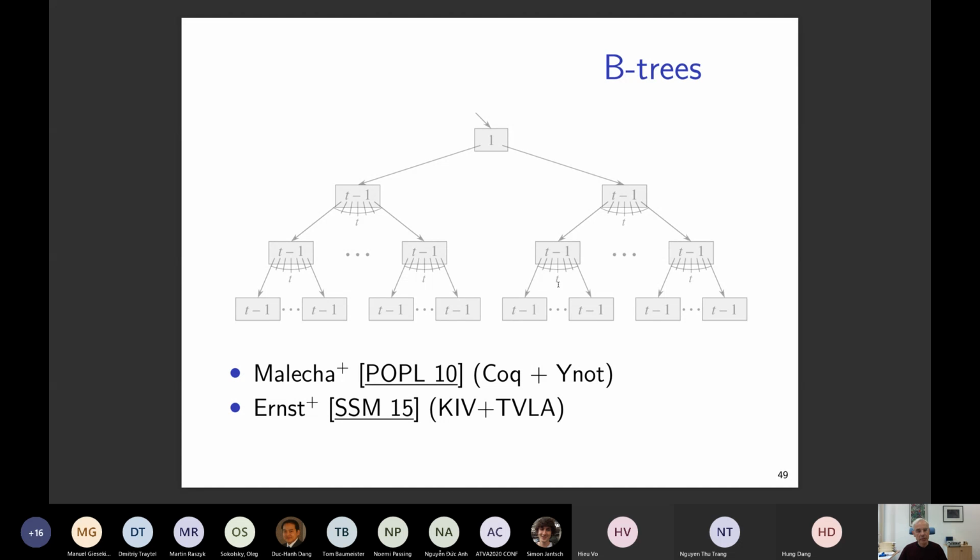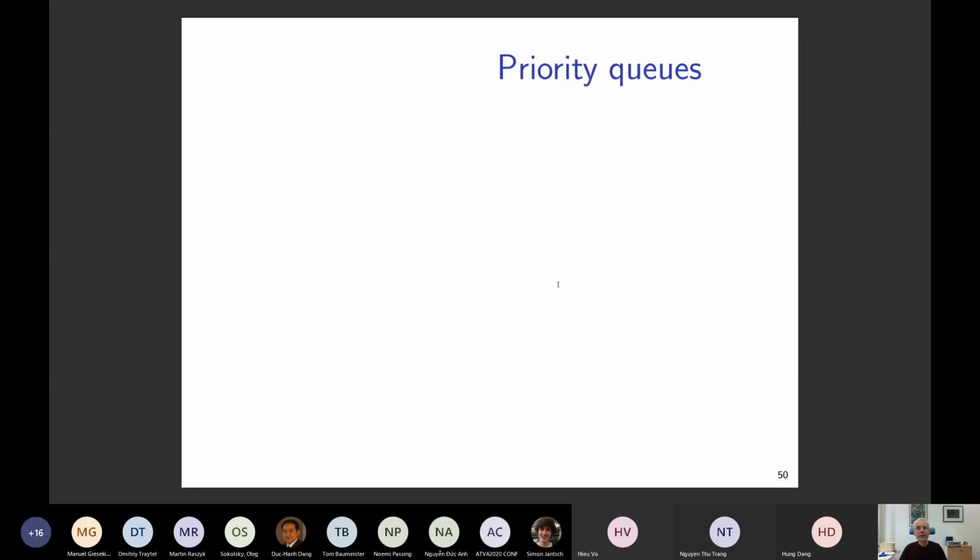And they coupled the KIV system with a three-valued logic analyzer by Mooly Sagiv for shape analysis. And so they could discharge some of the proof obligations automatically using this program analysis tool. So that's a nice combination of interactive and automatic analysis.